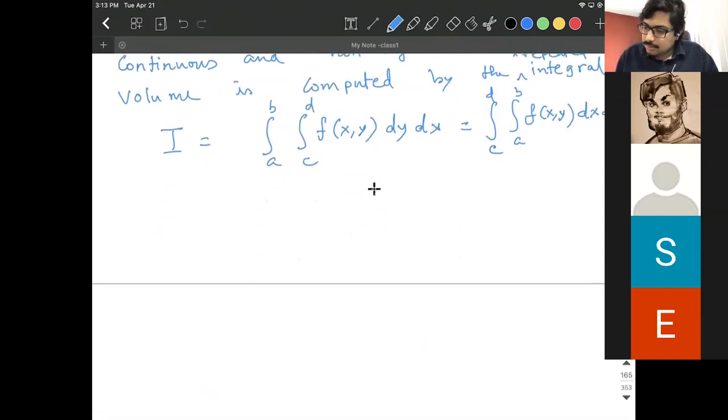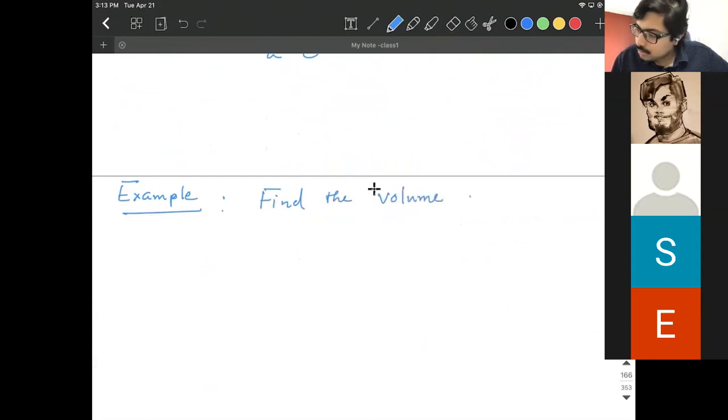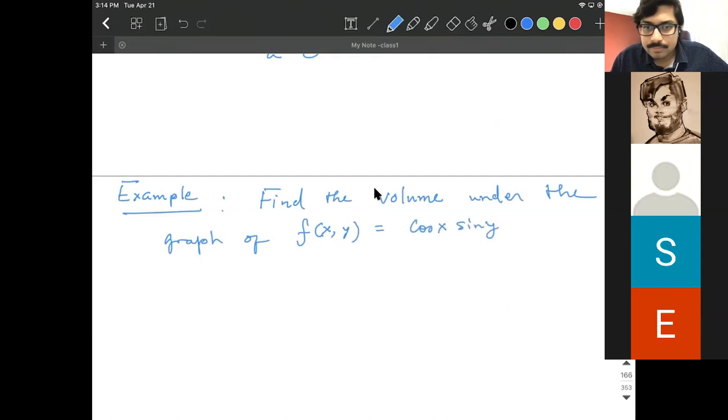So as an example, let's see one computation. Find the volume under the graph of f(x, y) equals cosine x and sine of y over this rectangle.